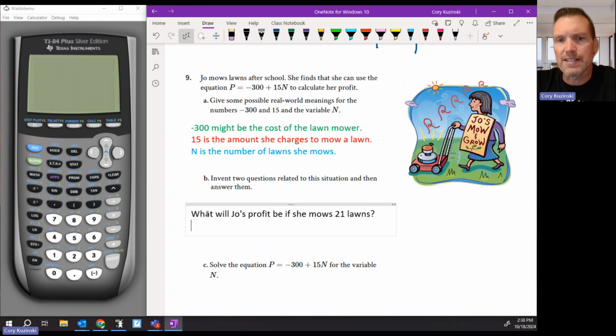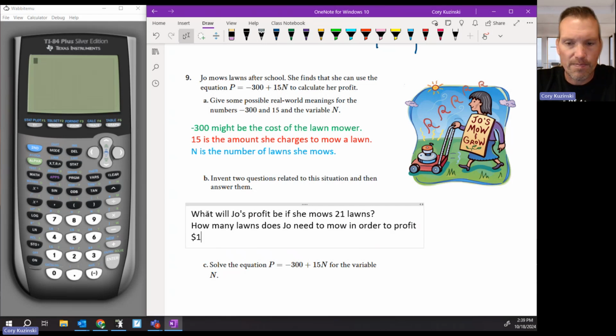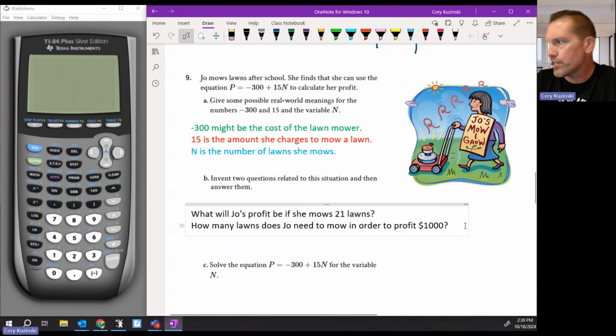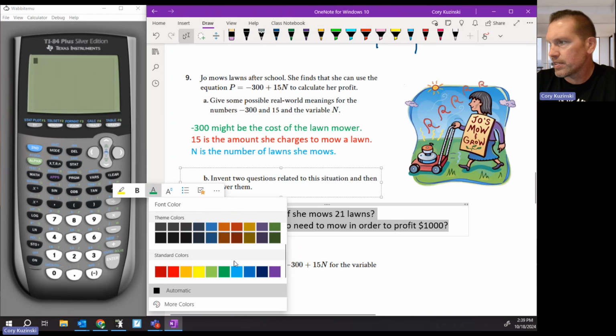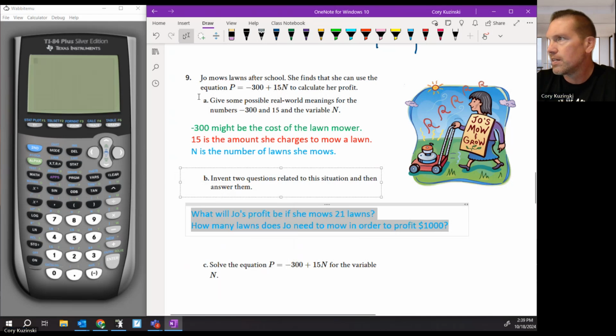And then, let's go the other way, how many lawns does Joe need to mow in order to make a profit of $1,000? How about that? These are a couple good questions we could ask. Maybe saving up money.